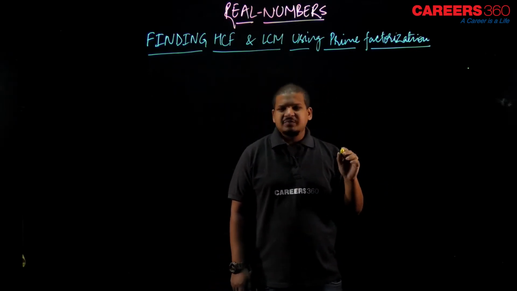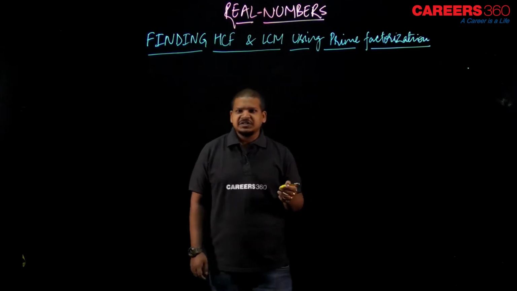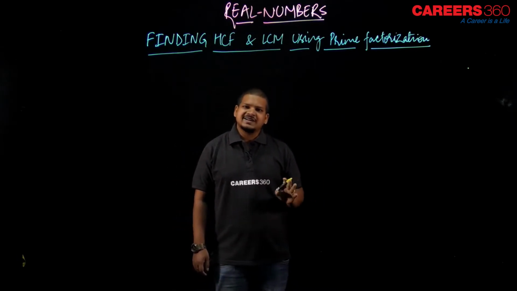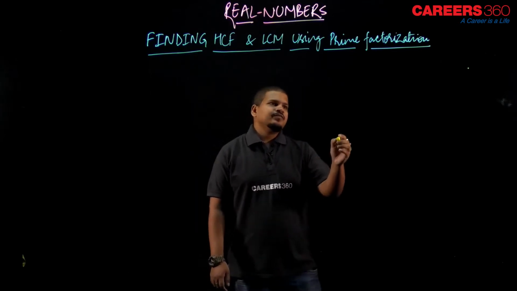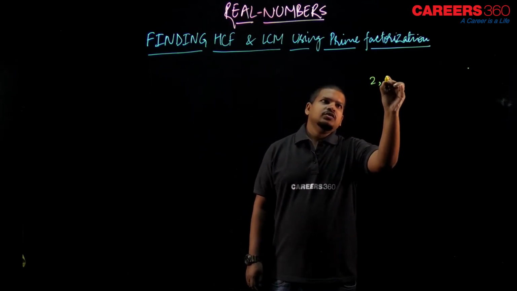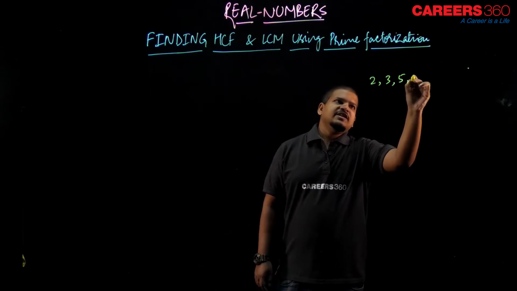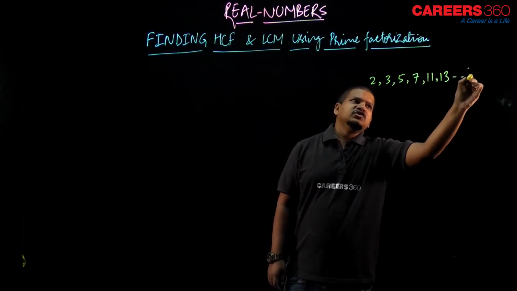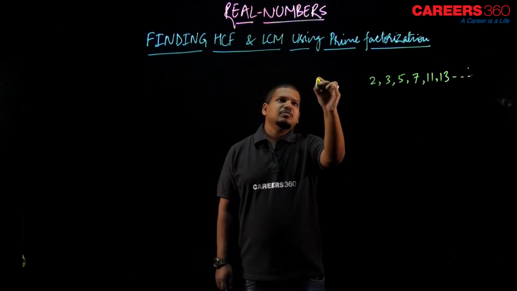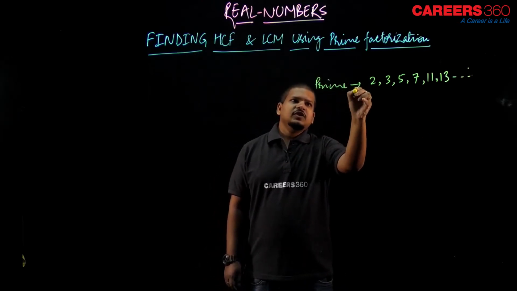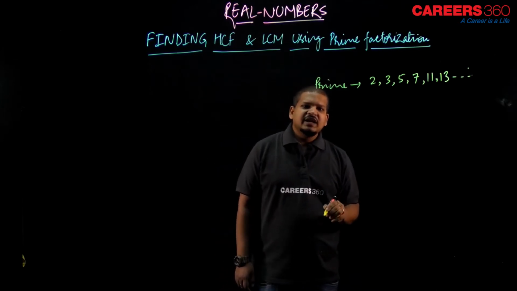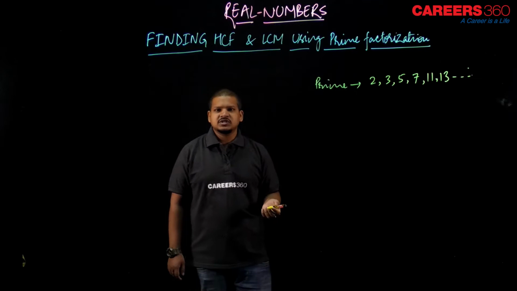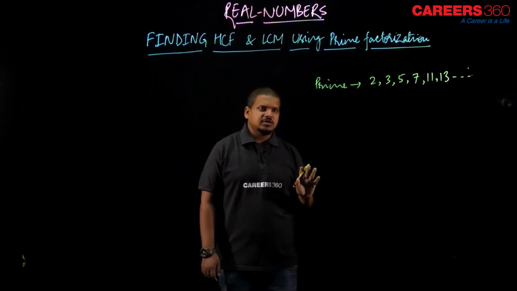See, as you know, what are prime numbers? Prime numbers are the numbers which are divisible by none other number than 1 and itself. For example, 2, 3, 5, 7 and then 11, 13 and so on, they all are prime numbers. And the rest of the numbers excluding 1 are composite numbers. 1 is neither prime nor composite number.